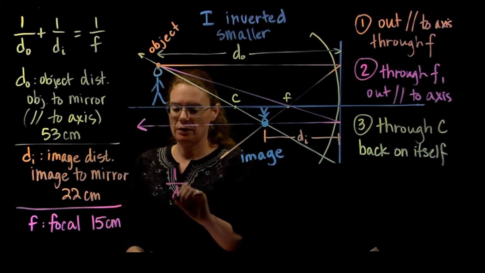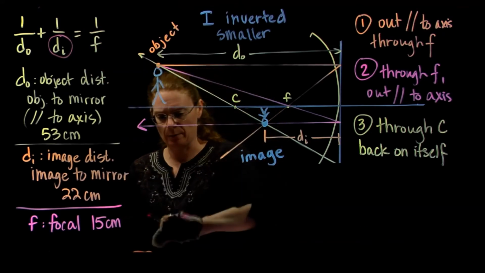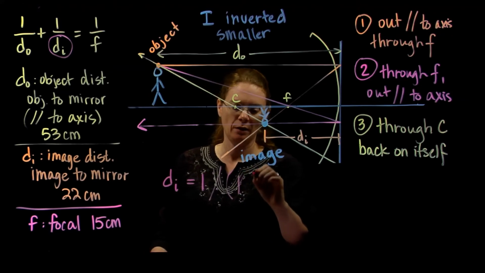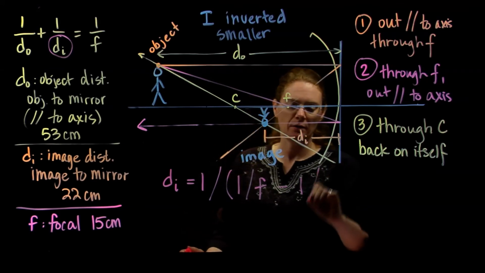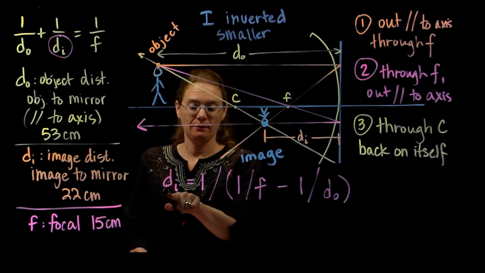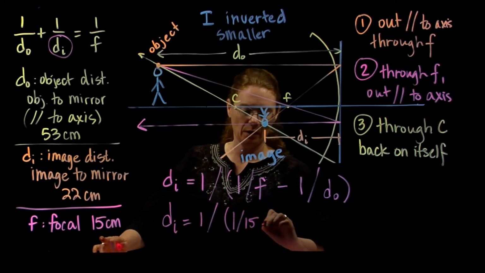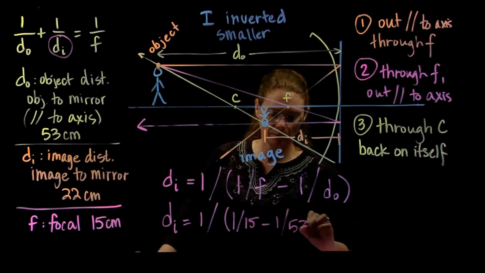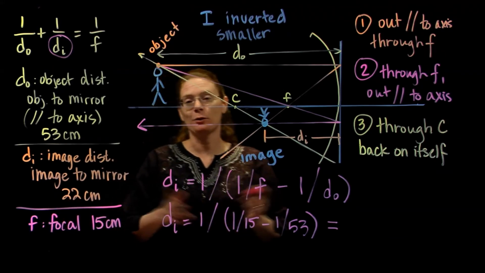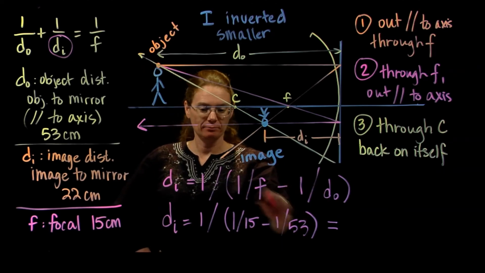So I've got 1 over dO, and I want to solve for di here. Now let me give you the formula in a one-step method. In your calculator, di is going to be 1 divided by, parentheses, 1 divided by focal minus 1 divided by dO. So if you put this in your calculator, one step to calculate the image distance. So in our case, 1 over the focal, which was 15, minus 1 over dO, which is 53. And that number, when you calculate it, should be pretty darn close to 22 centimeters. And since I don't have a calculator with me, because I just made this up, you'll have to do that calculation on your own. Hopefully it's right. So 1 over F minus 1 over dO gets us di.